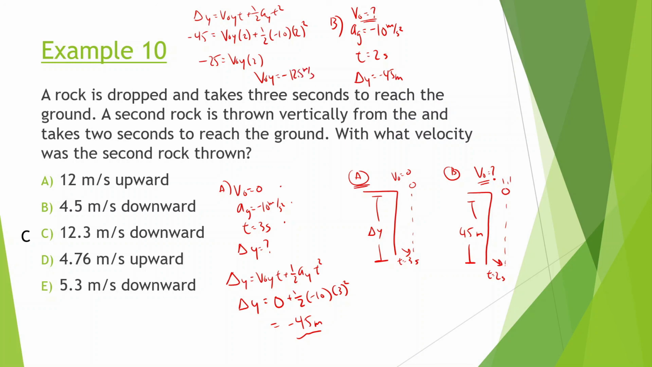-12.5 meters per second. If you use 9.8, you get 12.3. So depending if you use 9.8 or 10, but I used 10, so I know it's going to be 12.5. And we should know it's not going to be upwards. Like this is not correct, because if it takes less time to get here, we should know, okay, it was thrown down and not up.